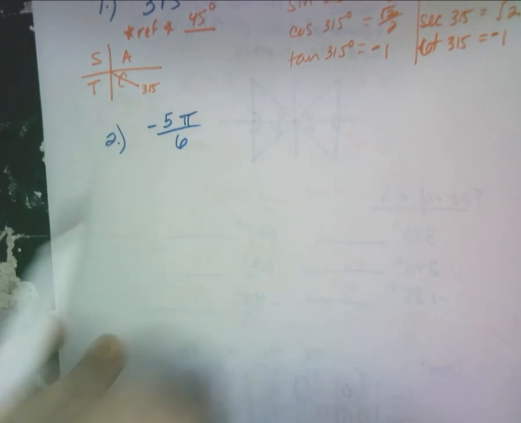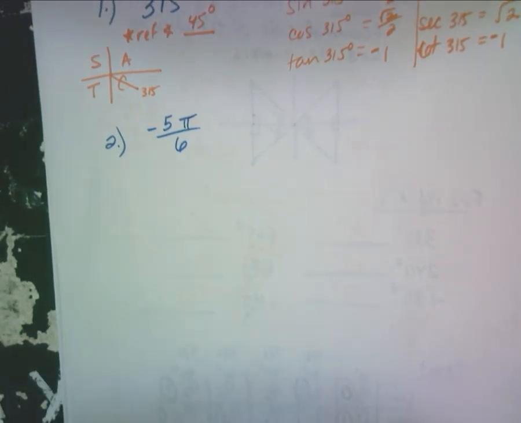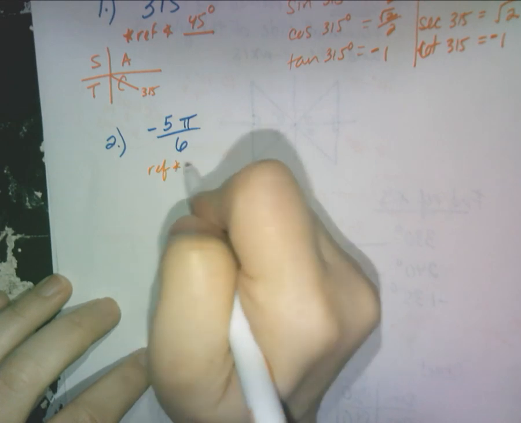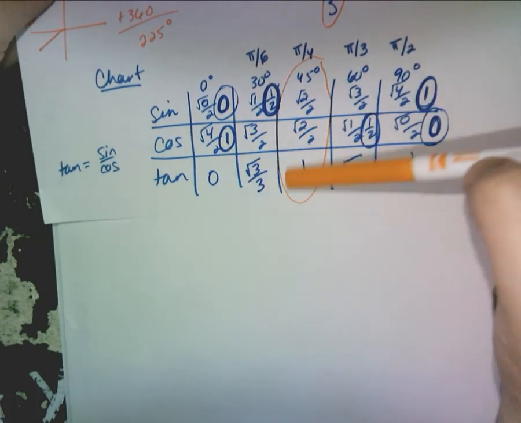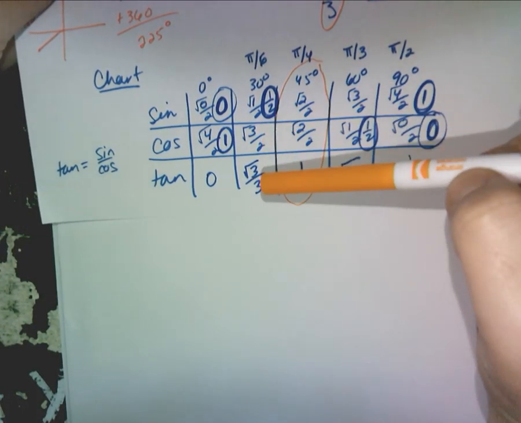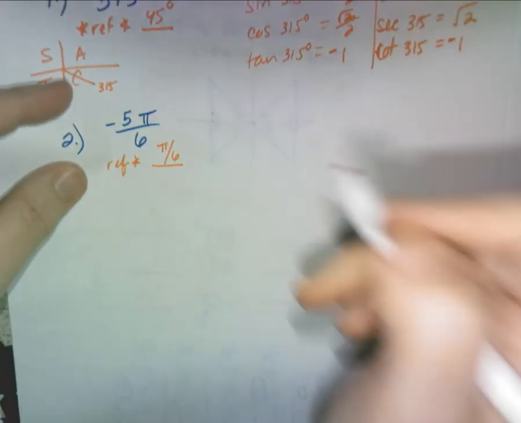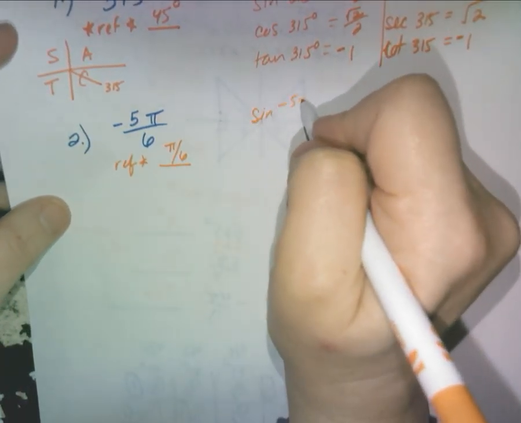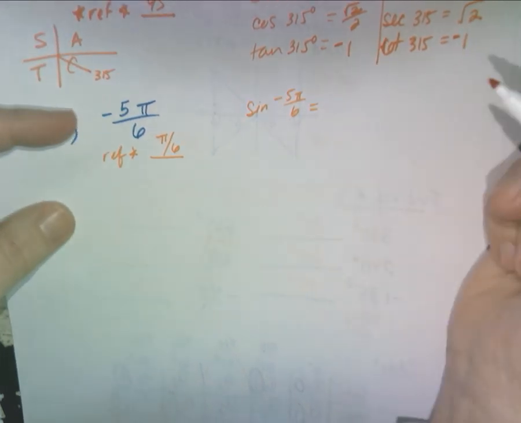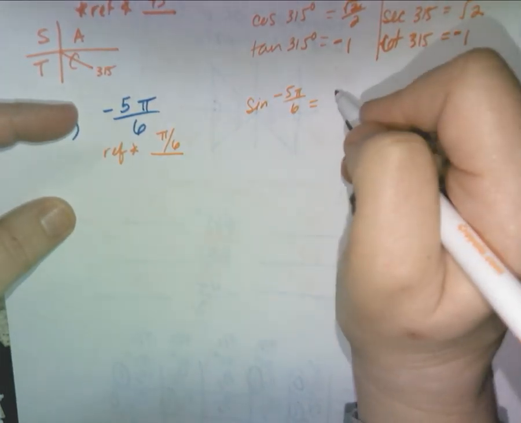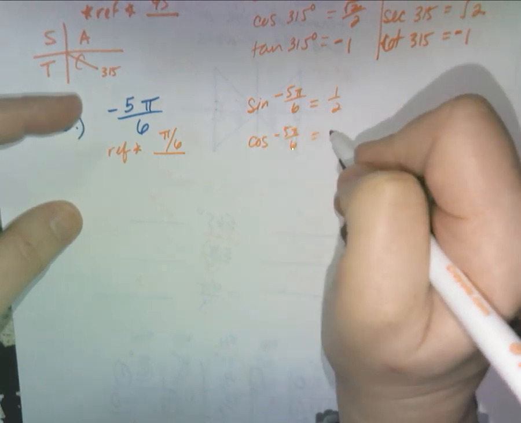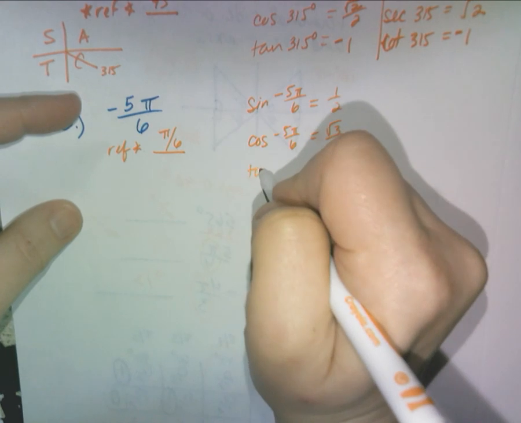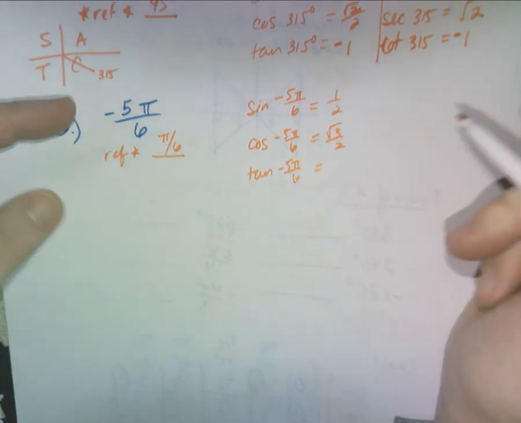So number 2, -5 pi over 6. Here's what I would do. I'd find my reference angle, which is pi over 6. I go to my little chart. Flippy, flippy. Pi over 6 is going to be all these numbers right here: 1/2, root 3 over 2, root 3 over 3. So I'm going to write it like this. Sine of -5 pi over 6 is 1/2. Cosine of -5 pi over 6, root 3 over 2. Tan of -5 pi over 6 is root 3 over 3.